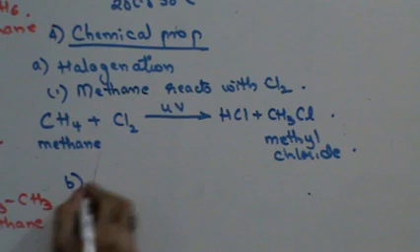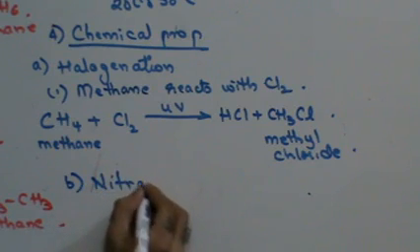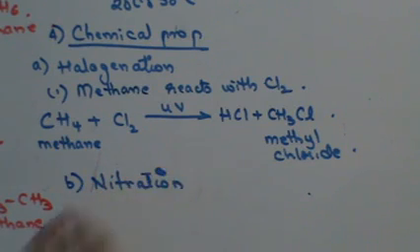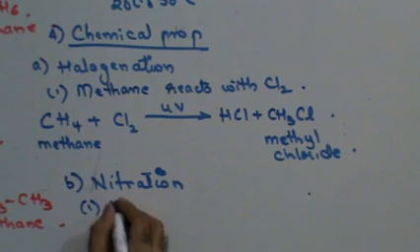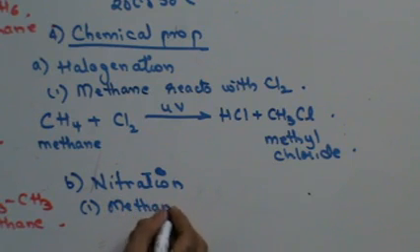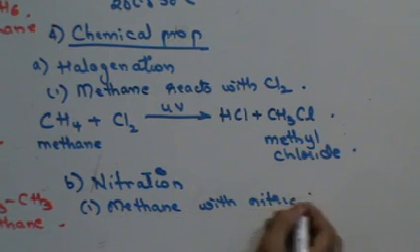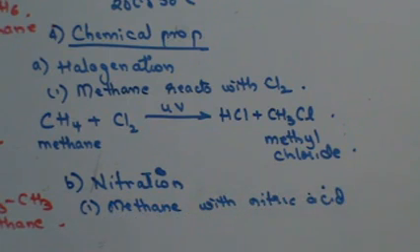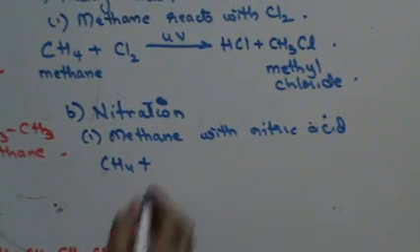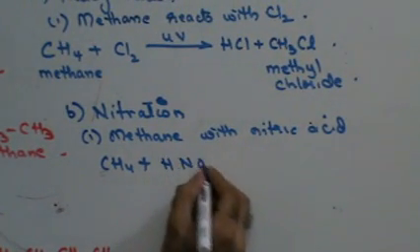The second reaction is called nitration. What do we understand by nitration? Reacting with nitric acid. What happens when methane reacts with nitric acid? Methane reacts with nitric acid. Methane, CH4. Methane, one carbon atom, so 4 hydrogen, reacts with nitric acid, HNO3.